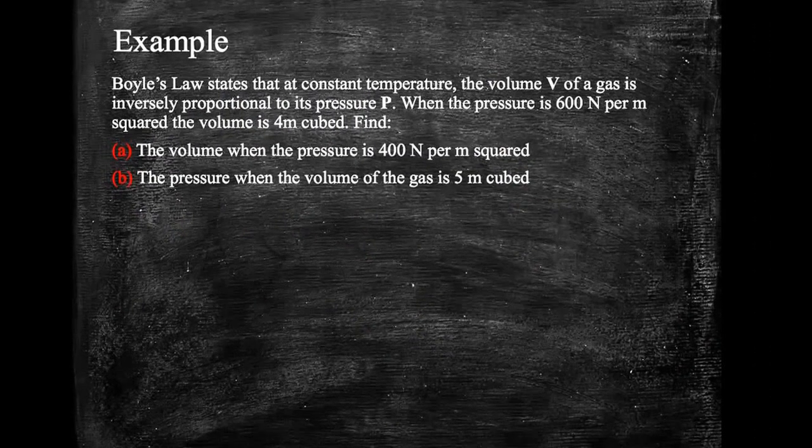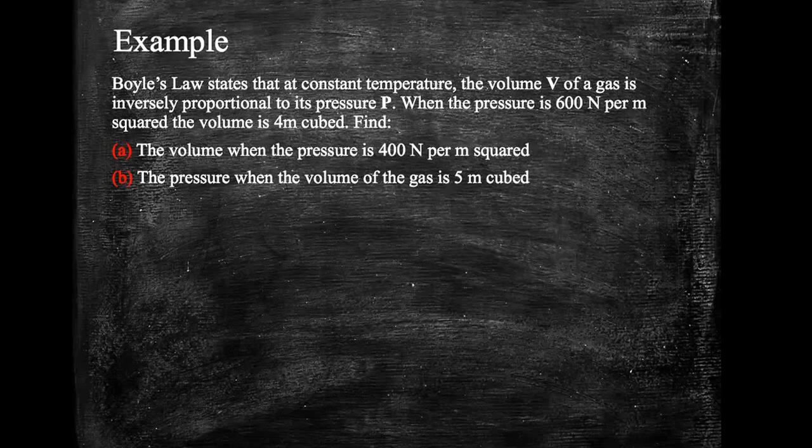Let's do this example then. Boyle's law states that at a constant temperature the volume V of a gas is inversely proportional to its pressure. When the pressure is 600 newtons per metre squared, the volume is 4 metres cubed. Find the volume when the pressure is 400 newtons per metre squared, and the pressure when the volume of the gas is 5 metres cubed.